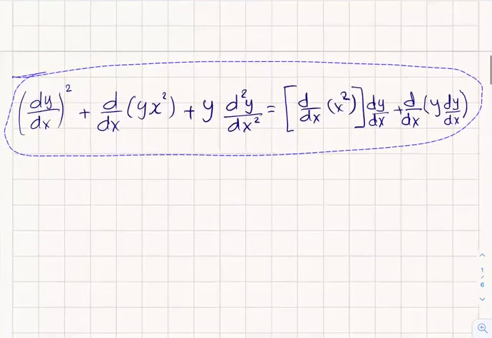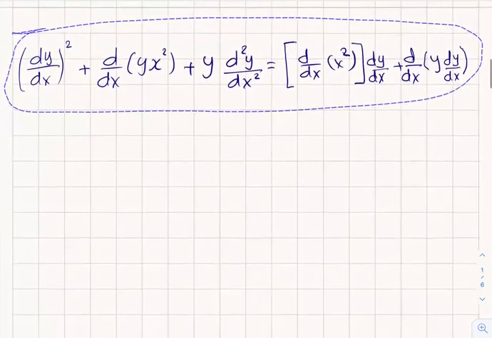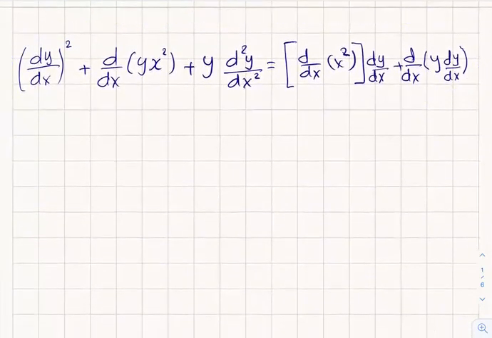Okay, for this question here, as you can see, the first term is (dy/dx) all squared. It's nothing to do with this at the moment, it's fine. The second term here, we have d/dx of yx squared. So d/dx of something means we need to differentiate that something, okay?